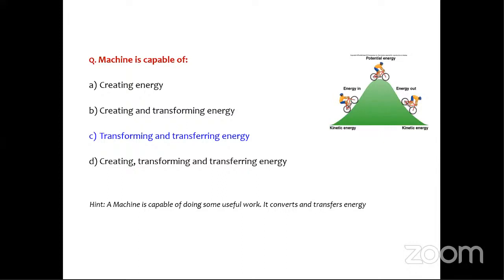Okay, a machine which is capable to do useful work, it converts and transfers energy. So they will search transforming and transferring energy. Even you can put some pictures also. They will come to know how the kinetic energy works, how energy comes inside, how energy goes out, and where is the potential energy. So indirectly you are covering a number of things within a paper also.